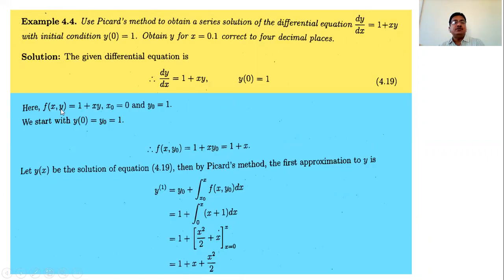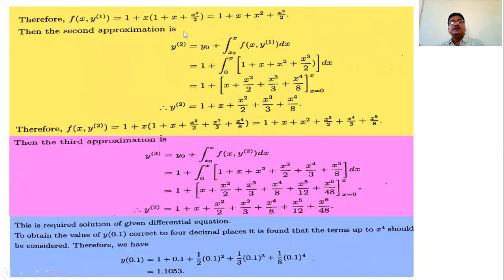So what is f(x,y1)? It is 1 plus x into y1, and y1 is this. After calculation we have this answer, substitute it here and integrate. The value at the upper limit is found by substituting x as x, and then substituting x as 0. The value at the lower limit is 0, and we have this answer.